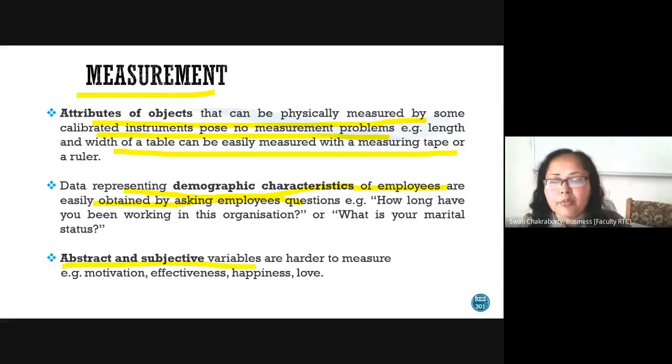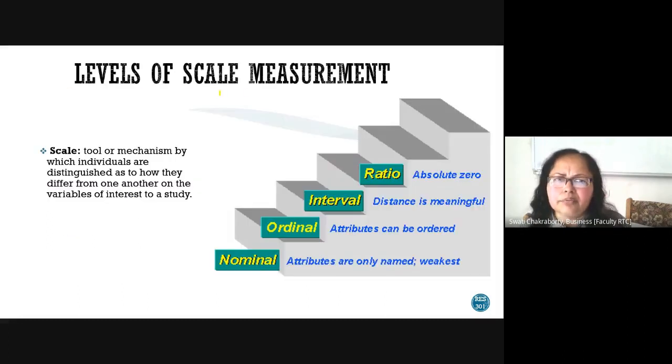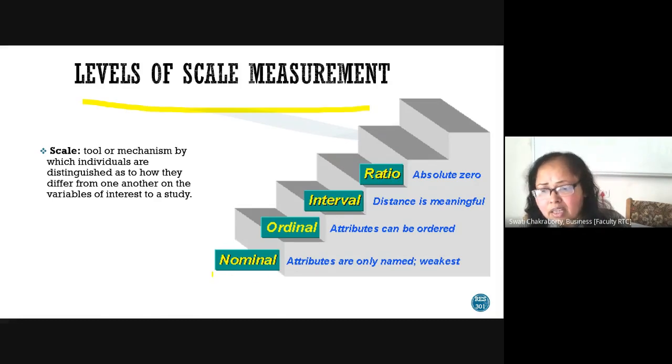Abstract and subjective variables are harder to measure. That is motivation, effectiveness, happiness, love. It's difficult to measure. So these are the levels of scale measurement. Comes at the beginning is nominal, where attributes are only named, so it's the weakest. Then comes ordinal, where the attributes can be ordered. Then comes interval, where the distance is meaningful, and ratio has an absolute zero.